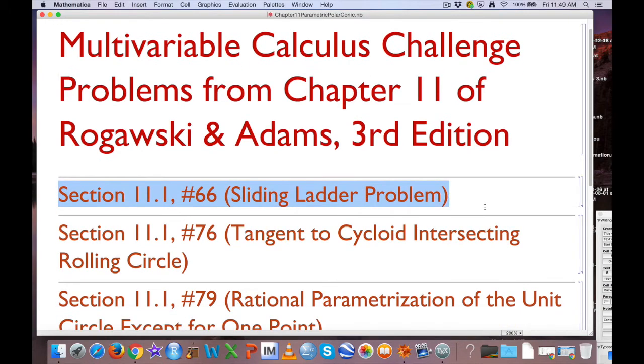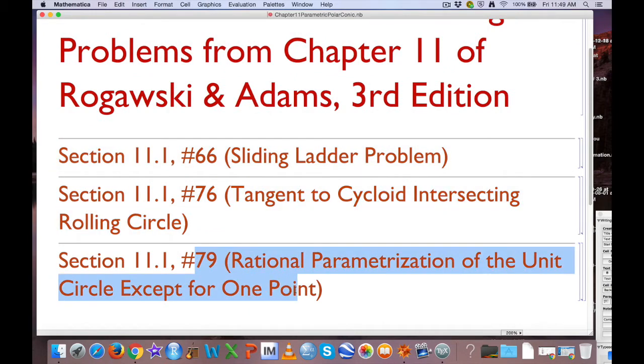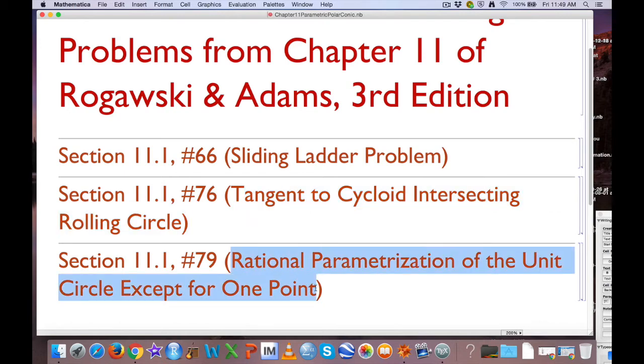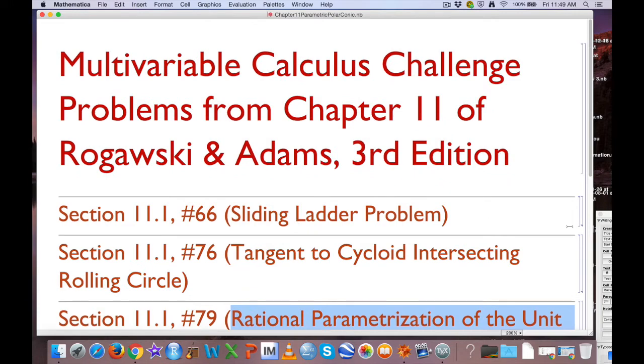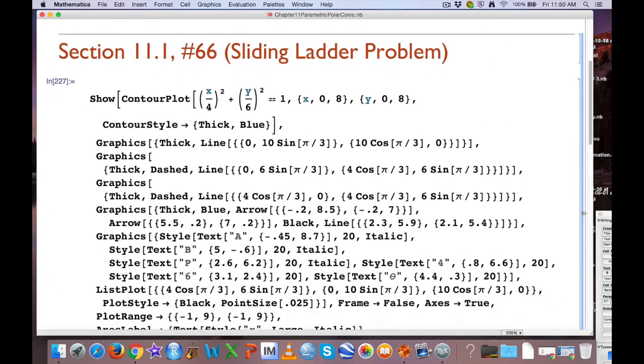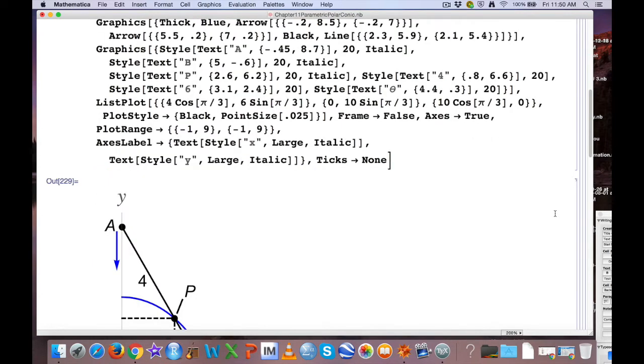You're going to see that in coming videos, I'm going to do number 76 in the same section and number 79, tangent to a cycloid intersecting a rolling circle, and a rational parametrization of the unit circle, except for one point. You might wonder what that means. Anyway, I can open this section up and we can see some Mathematica code. If you're interested in looking at this Mathematica code, pausing the video, copying it down, whatever you want, that's fine. You don't have to understand what it means, but we're going to see what it produces.